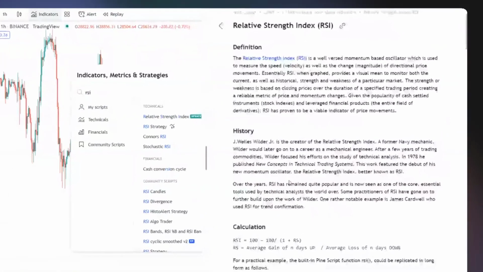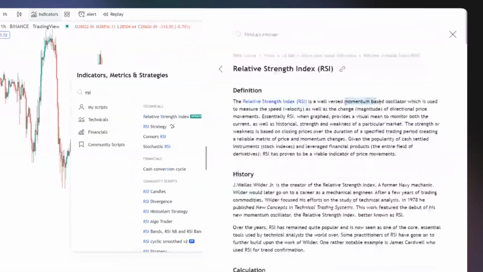So what is the RSI? Well, basically it shows the momentum. It's a momentum-based oscillator, which is used to measure the speed and change of directional price movements. So essentially when graphed, the RSI provides a visual means to monitor both the current and historical strengths and weaknesses of a particular market. Strengths being when it's at its highs, and weaknesses when it's at its lows.